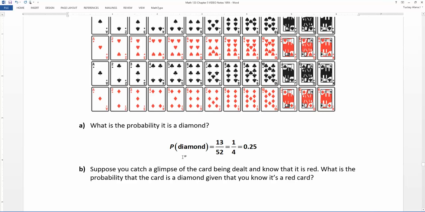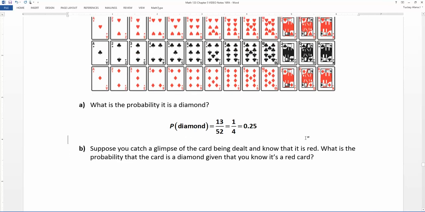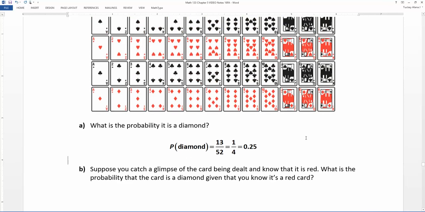Now, suppose you catch a glimpse of the card being dealt and you know that it's red. Okay, so the dealer's passing out cards, and just out of the corner of your eye you can tell that you or somebody, maybe an opponent, was dealt a red card. Now, what is the probability that the card given is a diamond, given that you know that it's a red card because you caught a glimpse of red from the dealer's hand? So you know it's red. What's the chances of it being a diamond?